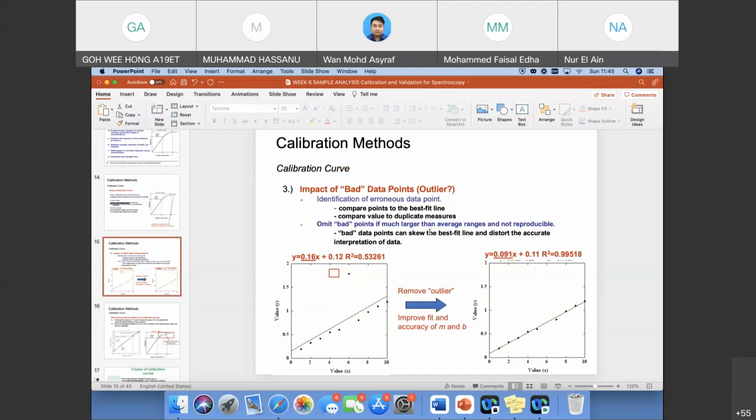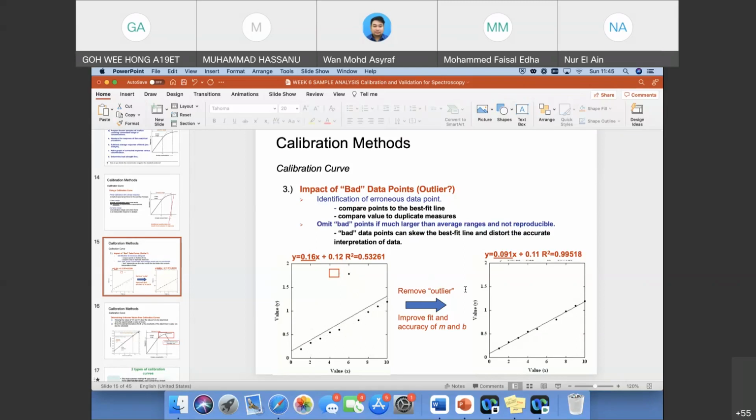Okay, bad data points can skew the best fit line and distort the accurate interpretation of the data. So if all of the points are haywire, then it means that it is not an outlier, it is your skills, your dilution skills, your instrumental skills, not the fault of the data. But when you look at this data, you can see that every point follows more or less the same pattern, but there is one point here which disturbs your best fit line.